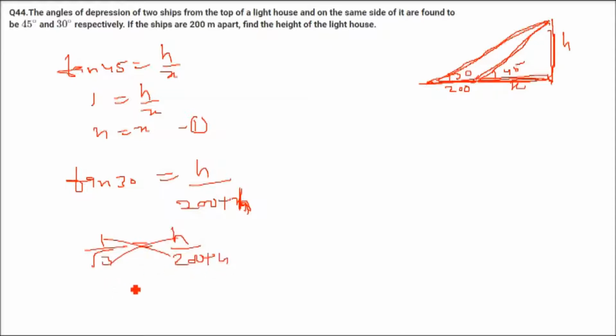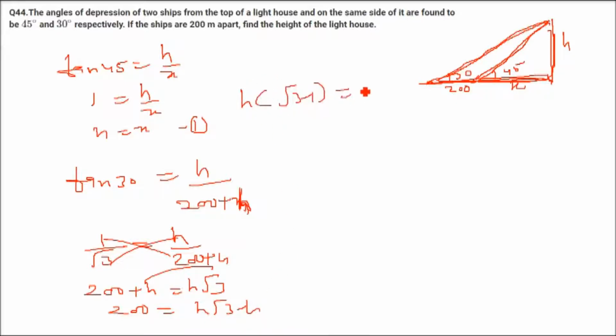Now take this here, take this here. So it will be 200 plus h will be equal to h root 3. Now bring it here. 200 will be equal to h root 3 minus h. I am taking h as common, right? So h times root 3 minus 1 equals 200. So h will be equal to 200 by root 3 minus 1.